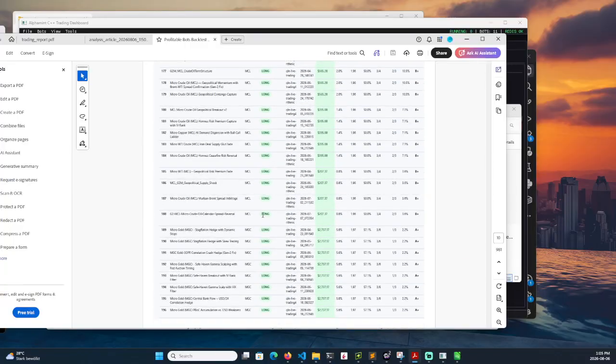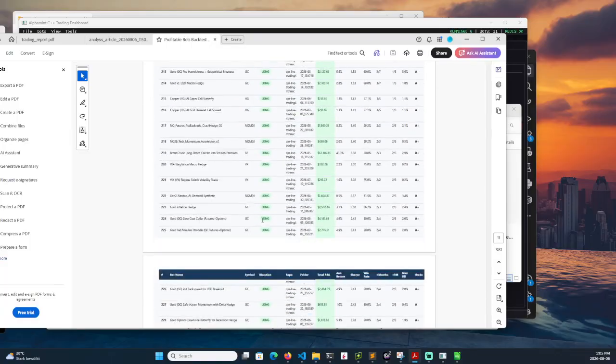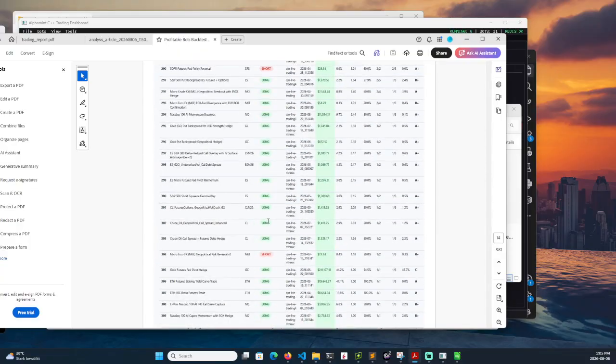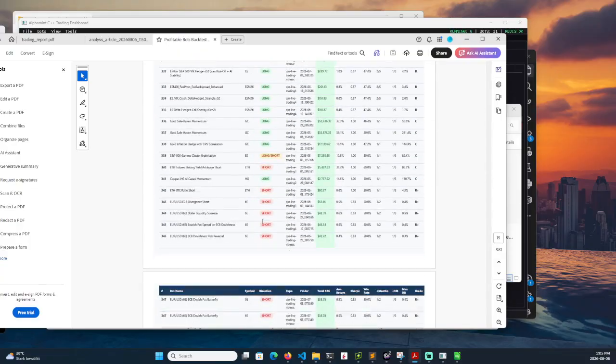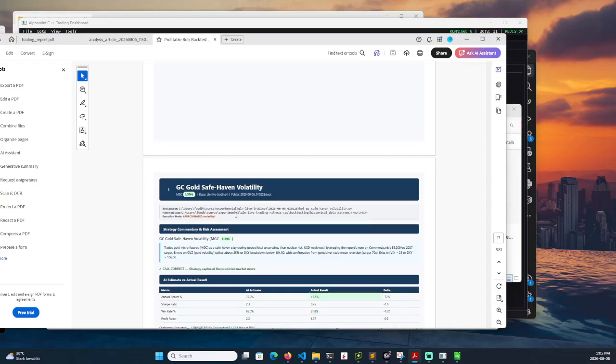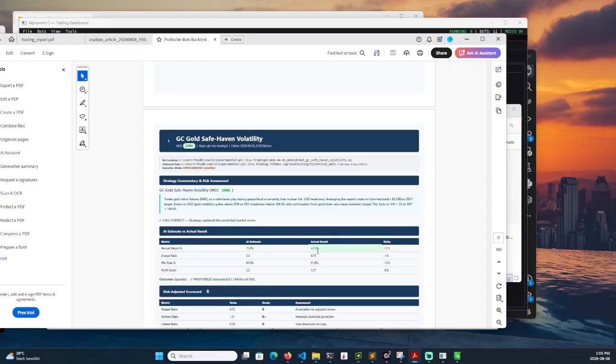Okay, and again, this could be very, very optimistic, which is fine, but it is using real market data as well. So yeah, some people argue that, which is fair. So here's a gold safe haven volatility trade. Okay, so we're up at an annual return of 2.5. Here's the AI estimate, 75%, but that's the actual profit. 2.5%, that's using real data.